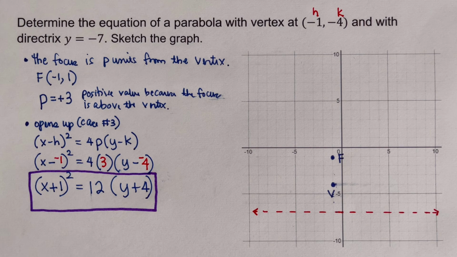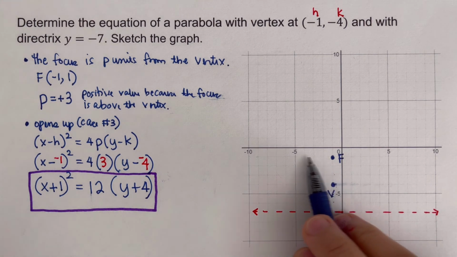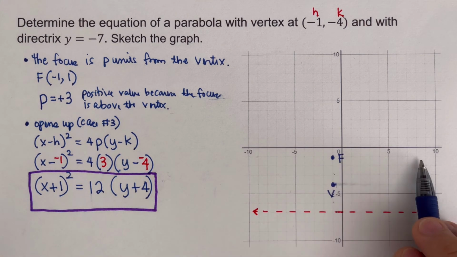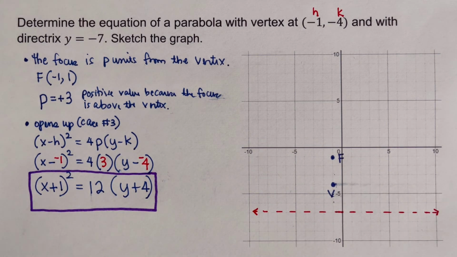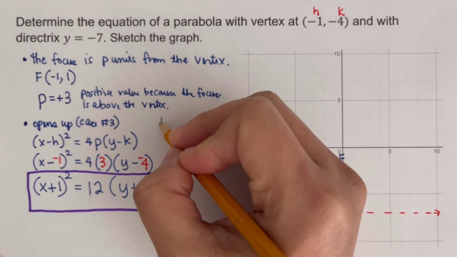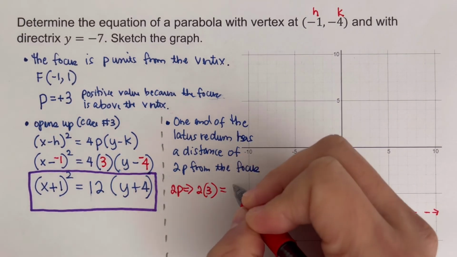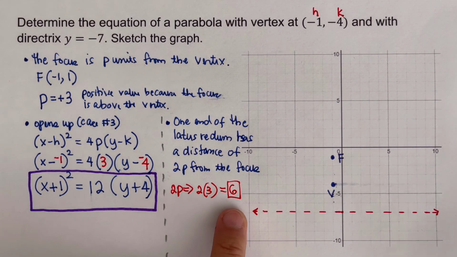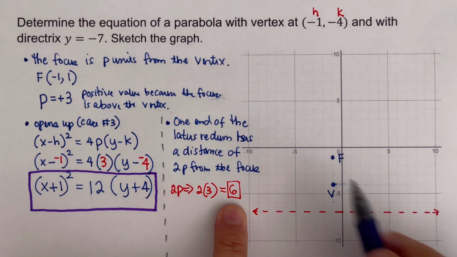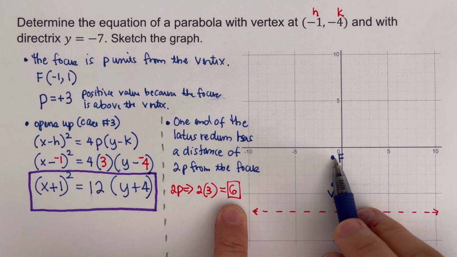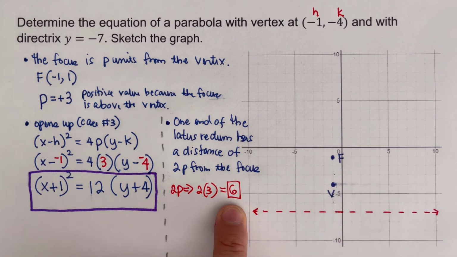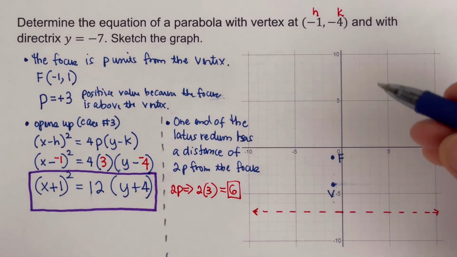Now, our next task is to determine the two ends of the latus rectum, left and right from the focus, so that we can sketch the graph. We remember that one end of the latus rectum is located at a distance of 2p from the focus. So I go ahead and show the work up here. So the value is 6. That means we go 6 spaces to the left and 6 spaces to the right. And then we determine the ends of the latus rectum.